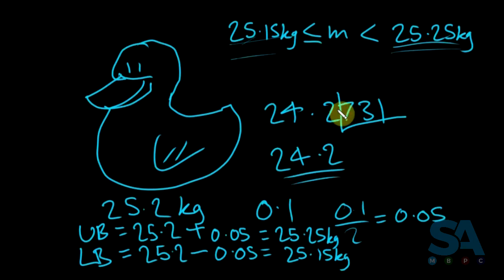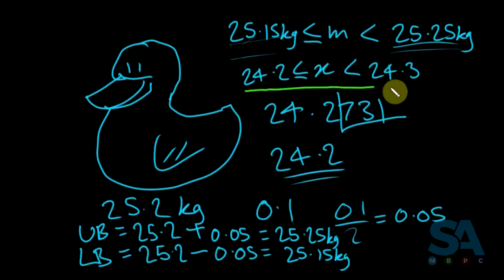As you can guess here, the truncated values are going to have a slightly different range. They can be anything from 24.2 up to and not including 24.3. So you would write that interval like so. This is your truncated interval.